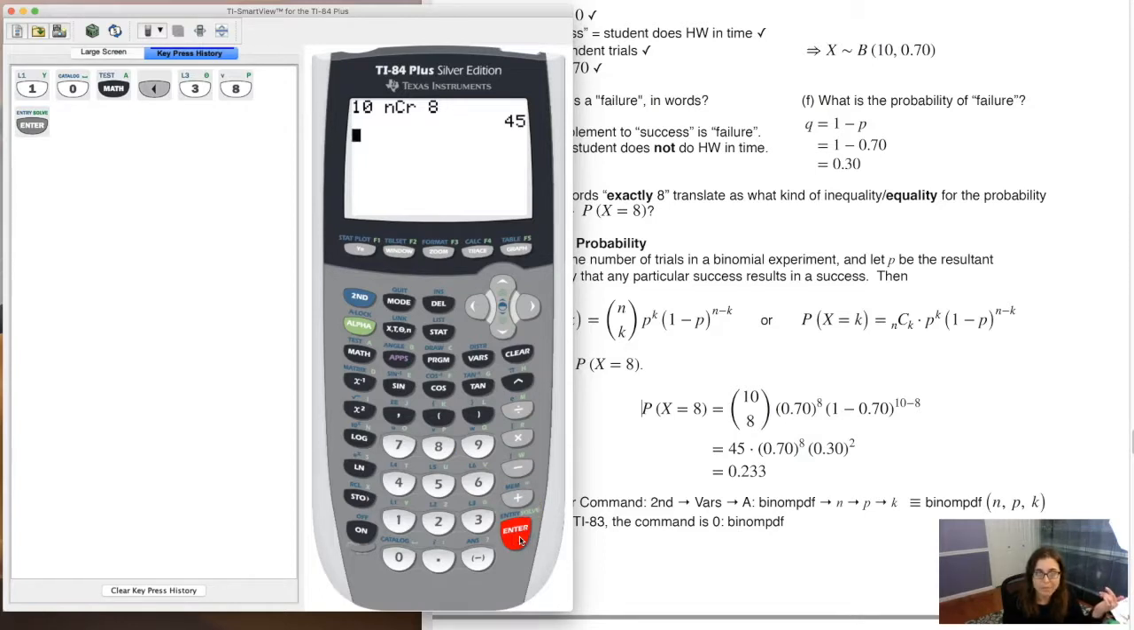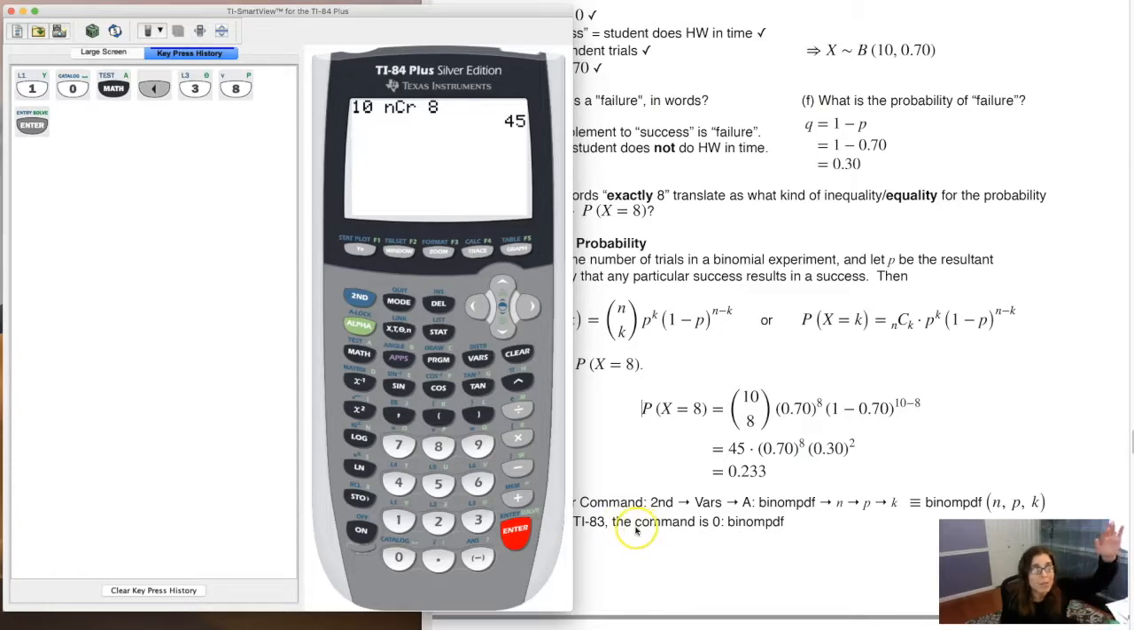Okay, great. So again, if we were making a tree diagram, and I don't want to because it'd be super intense, I would have 45 different branches where 8 of the 10 students did their homework on time and 2 did not. With all of those disjoint branches, they're all going to have the same probability because they're going to have 8 students doing their homework and 2 students not doing their homework.